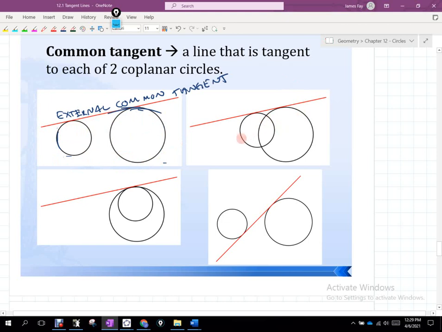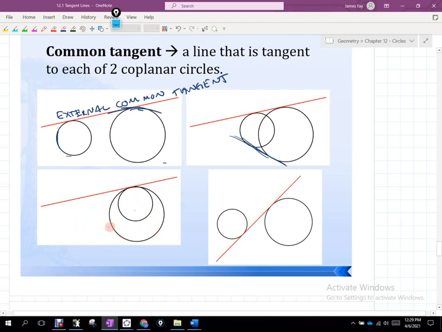Same thing here. It's just now the circles have been moved together. You can still have 2 common tangents. You can have one coming down through here. But now if my circles look like this, can I draw another tangent that intersects both those?